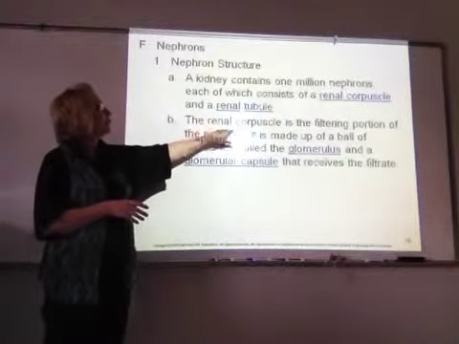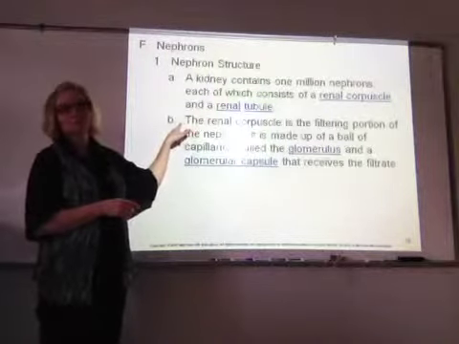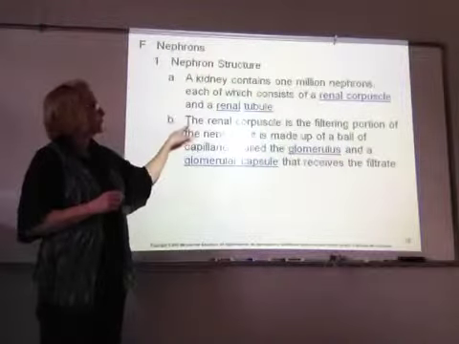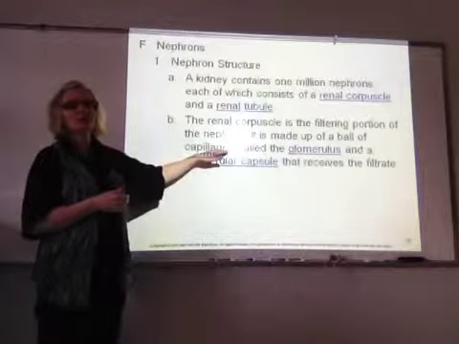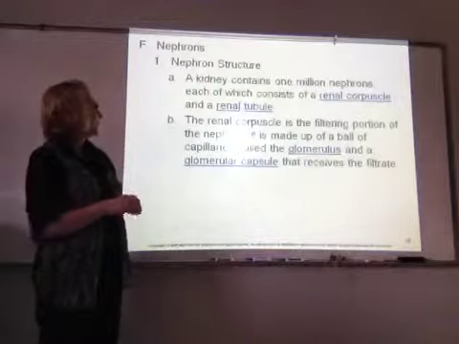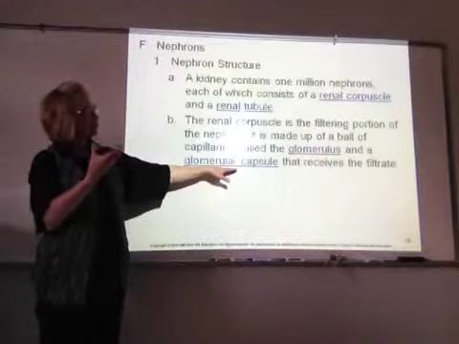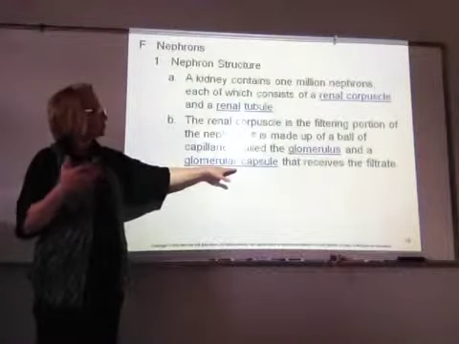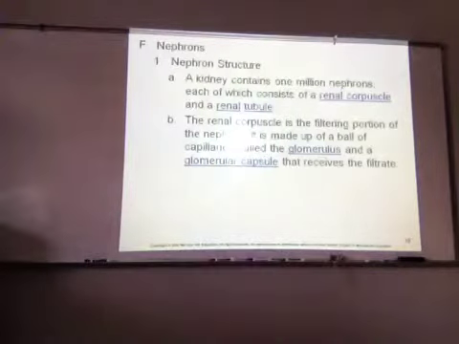The renal corpuscle is the filtering portion. You should know that. Renal corpuscle is the filtering part of your nephron. It's made up of a ball of capillaries, and that ball of capillaries is called the glomerulus, and a glomerular capsule that then is going to receive or catch the filtrate. So what's been filtered is going to enter that capsule.